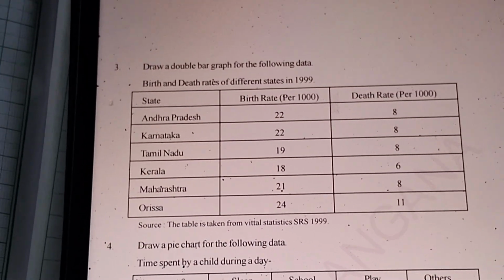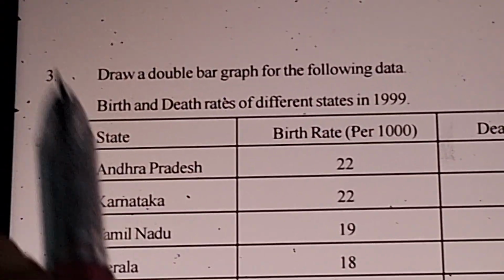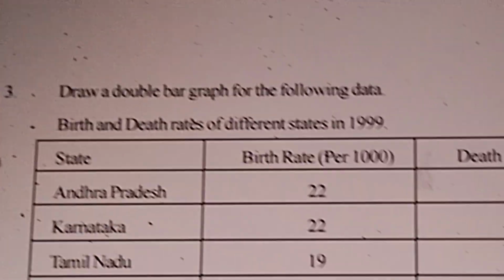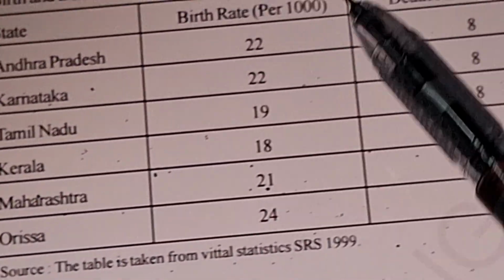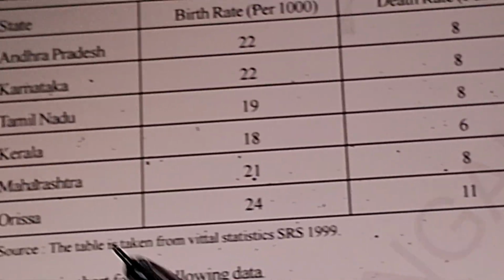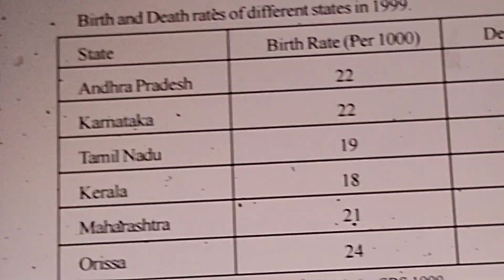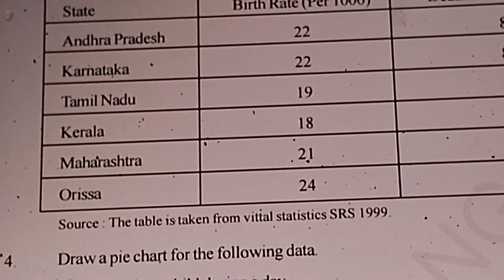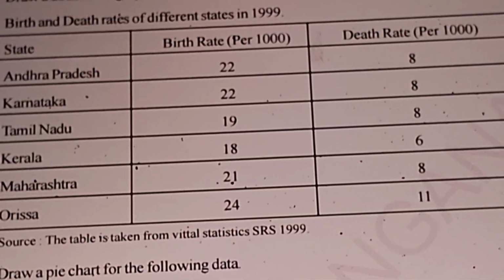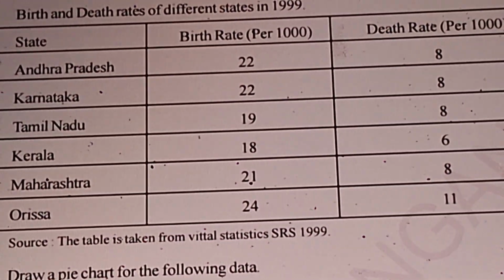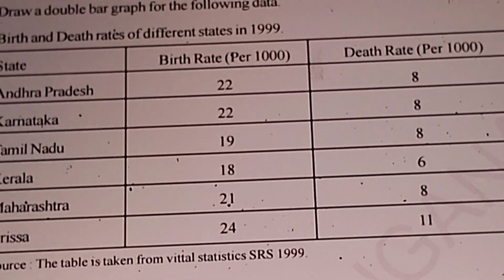Now third problem, draw a double bar graph for the following data. The data is given: birth and death rates of the different states in 1999. Andhra Pradesh 22 birth rates, 8 death rates. Karnataka 22 birth rates, 8 death rates. Tamil Nadu 19 birth rates, 8 death rates. Kerala 18 birth rates, 6 death rates. Maharashtra 21 birth rates, 8 death rates. Orissa 24 birth rates and 11 death rates.